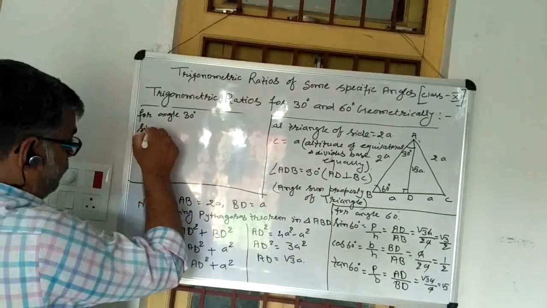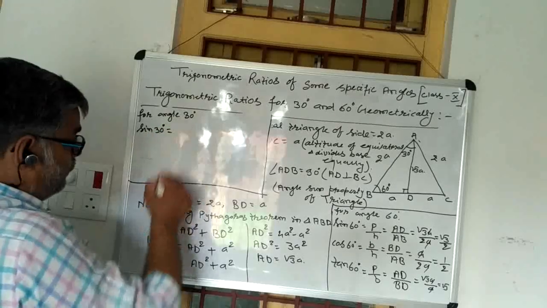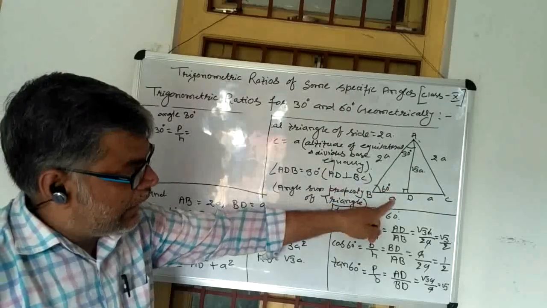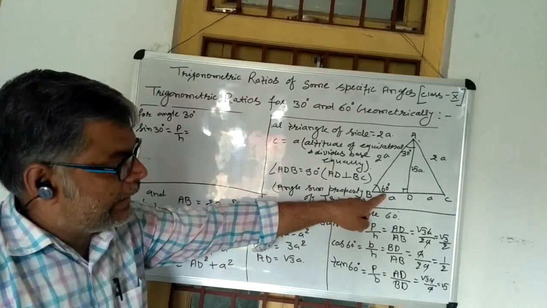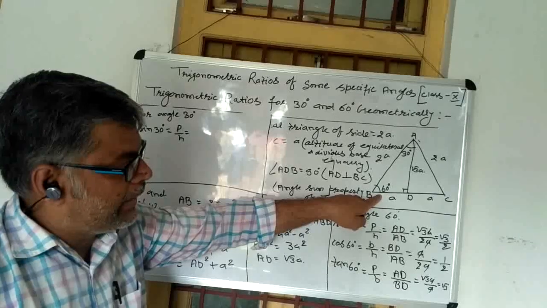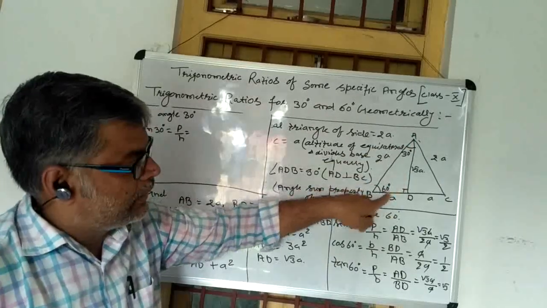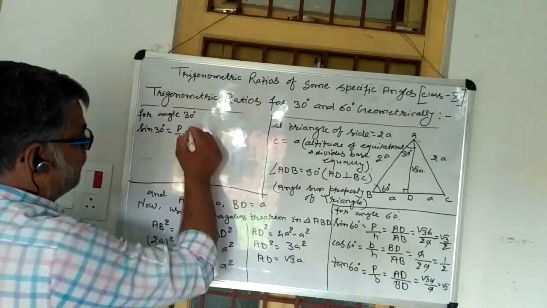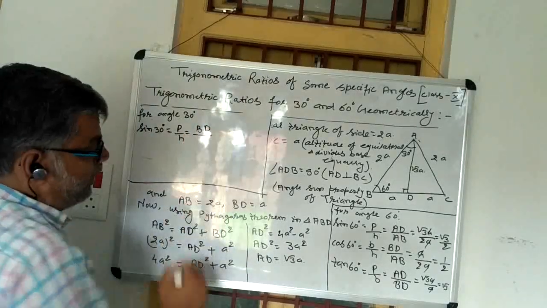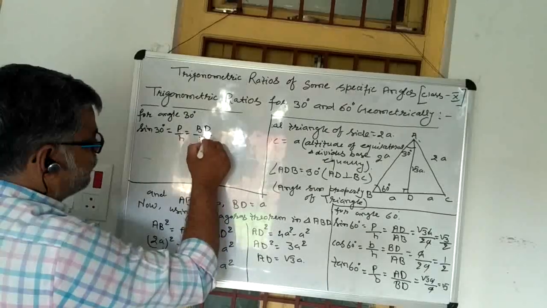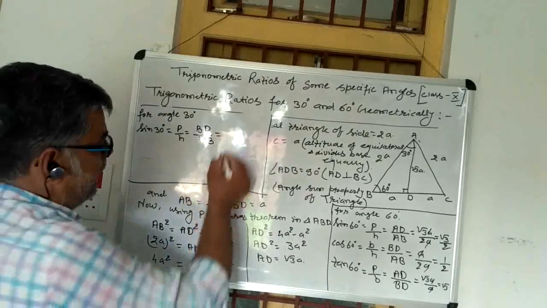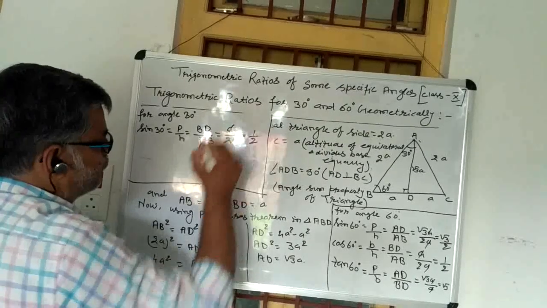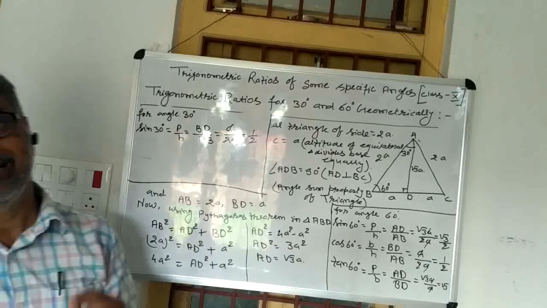So sin 30 degree equals P by H. For this angle, you know that the side opposite to the angle is taken as perpendicular. So BD will be perpendicular, AD will be base, and AB will be the hypotenuse. So P by H, that is BD by hypotenuse AB, BD is A by 2A, A will get cancelled, that is 1 by 2. So this is the value for sin 30 degree.